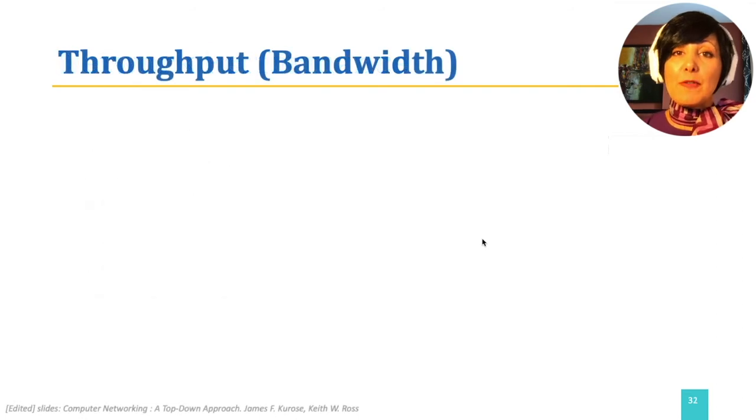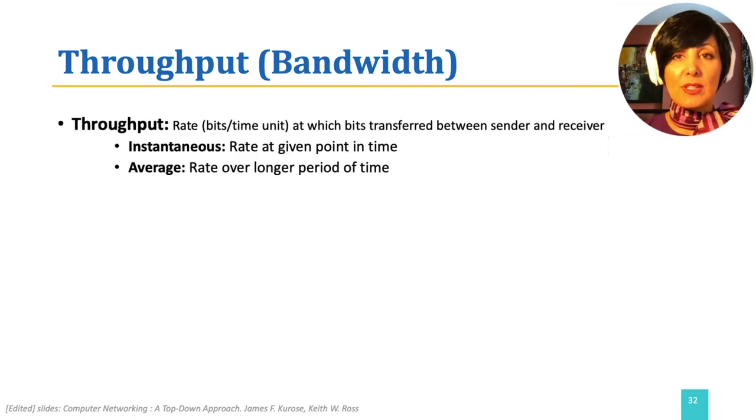An important performance measure in networks is end-to-end throughput. It describes the rate of transfer of data between a sender and a receiver. Throughput is measured in bits per second. Instantaneous throughput is a rate of transfer of data at any instant of time. Average throughput is the average rate of transfer of data over a certain period of time.